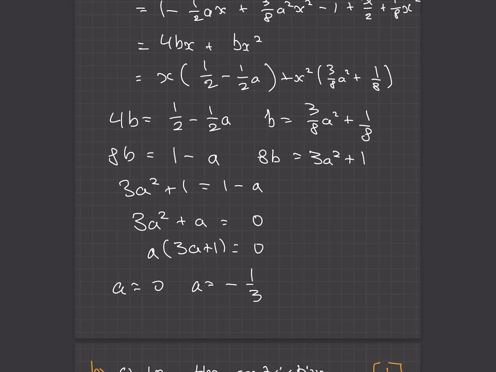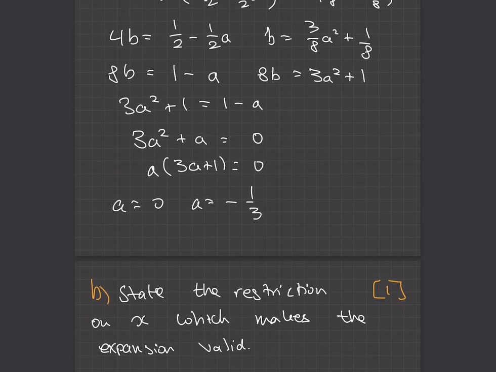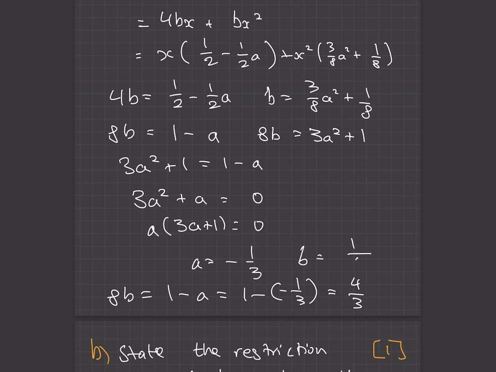But a can't be equal to 0 because it was originally said in the question that a is not equal to 0. So that means that we get a is equal to minus 1/3. And what's the easiest one? We know 8b equals 1 minus a, which is equal to 1 minus minus 1 over 3, which is 4 over 3. So if you divide everything by 8, that's going to be b is equal to 1 over 6, because it's going to be 4 over 24, which is 1 over 6. So that's the final solution for a and b.